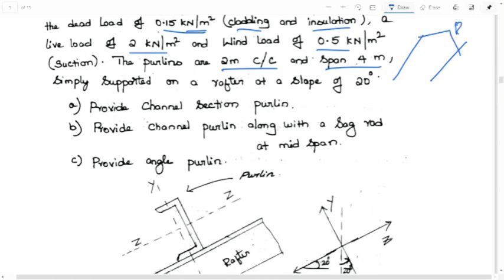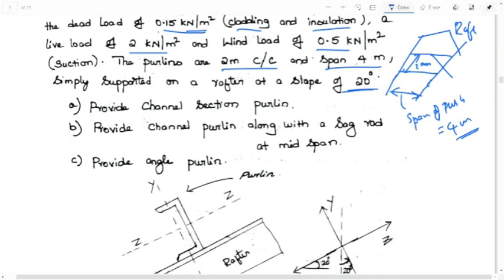These two are rafters, and the purlins are running along these rafters from one rafter to other. So this is the span of the purlin. This is the span of purlin, which is given as 4 meter in this case, and the distance between two purlins is 2 meter center to center distance, and the slope of the roof is 20 degrees.